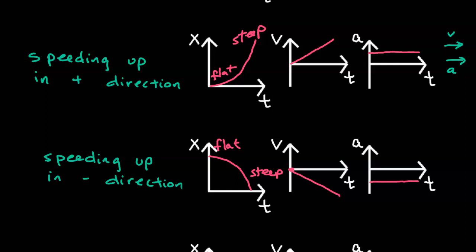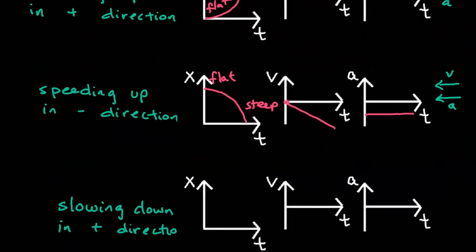Now in the next one, the object is going in the negative direction. I'm going to say left is negative, and it is also speeding up. Because the velocity is to the left and it's speeding up, the acceleration will be in that same direction. One thing you notice is that when the velocity and acceleration are in the same direction, the object is going to be speeding up.